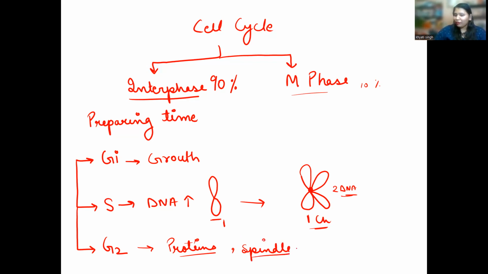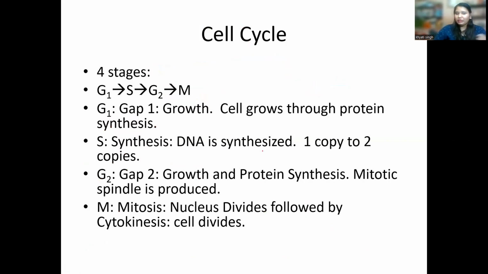Spindle fibers are formed from the centriole. You must know a structure like this. Centrosome, centriole. Centriole is going to make spindle fibers, which are going to attach to the kinetochore. Remember we studied about the kinetochore? So see, cell cycle, interphase. Interphase is G1, S and G2.